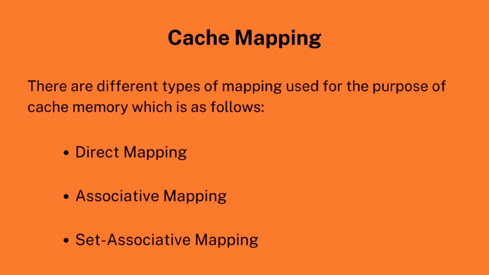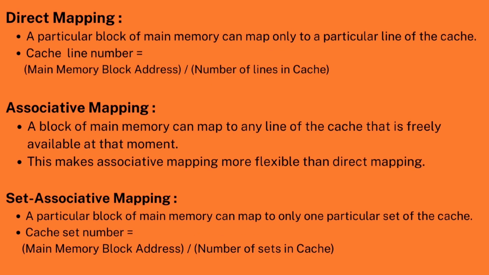I will explain cache mapping techniques. There are different types of mapping used for the purpose of cache memory, which are as follows. First, direct mapping. Second, associative mapping. Third, set associative mapping. Direct mapping: a particular block of main memory can map only to a particular line of the cache. Cache line number is equal to main memory block address upon number of lines in cache.